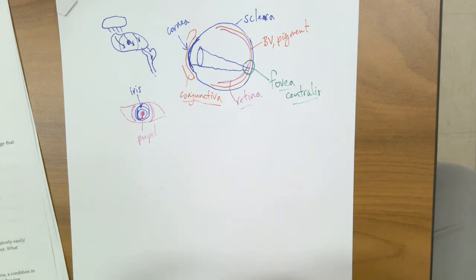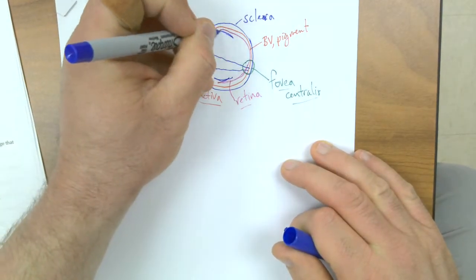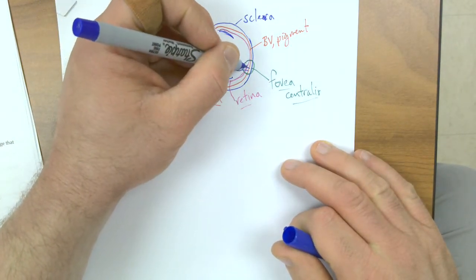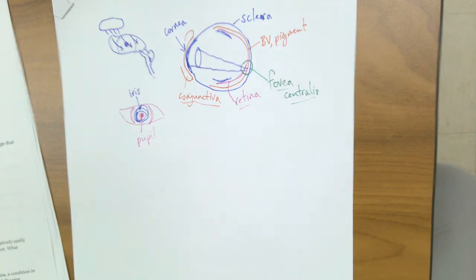Let's see. The rods tend to be more distributed in our peripheral vision, and they're good for detecting motion. And then we concentrate a bunch of cones in the fovea centralis, so we see best under bright light conditions.